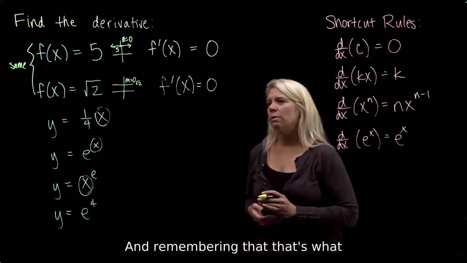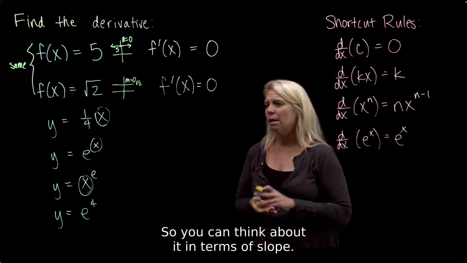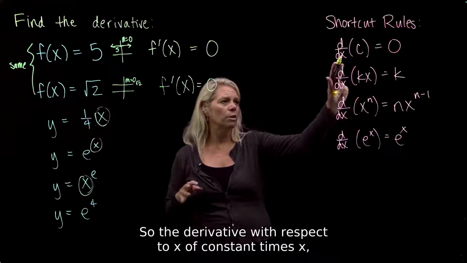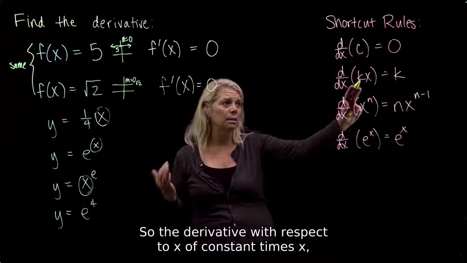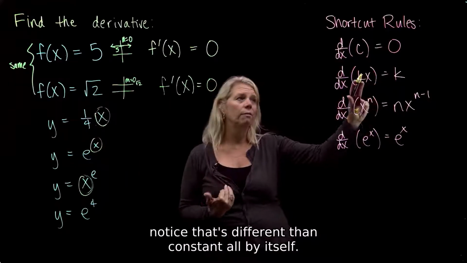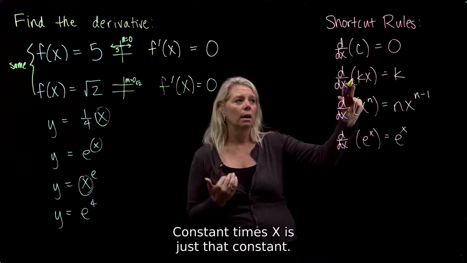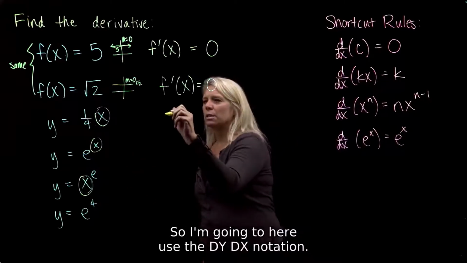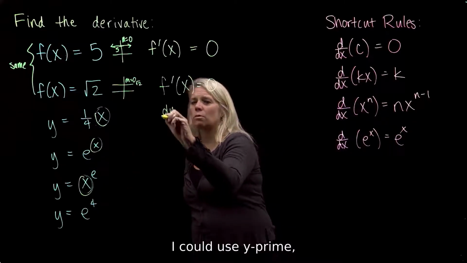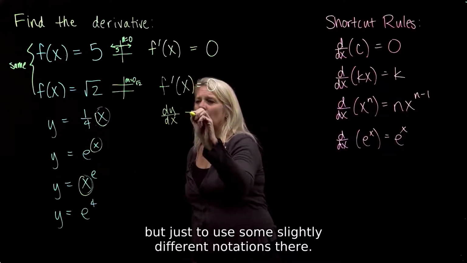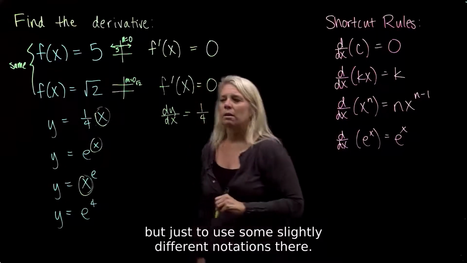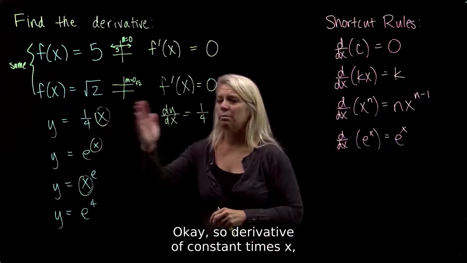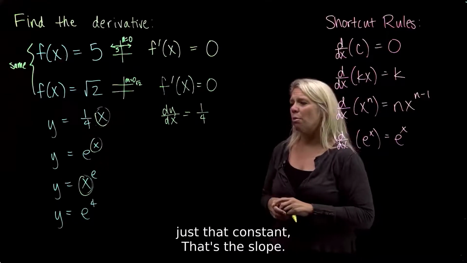And remembering that that's what the derivative really is, you can think about it in terms of slope. You can also think about it in terms of this shortcut rule. So the derivative with respect to x of constant times x, notice that's different than constant all by itself, constant times x is just that constant. So I'm going to here use the dy dx notation. I could use y prime, but just to use some slightly different notations there. Okay, so derivative of constant times x, just that constant, that's the slope.